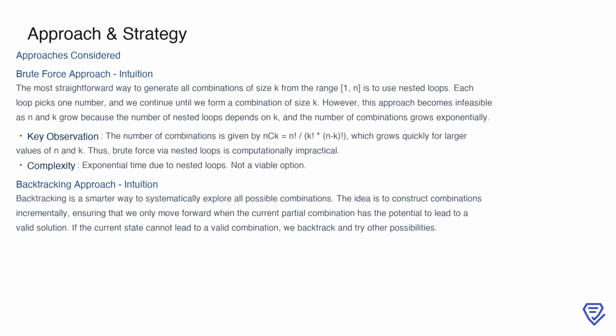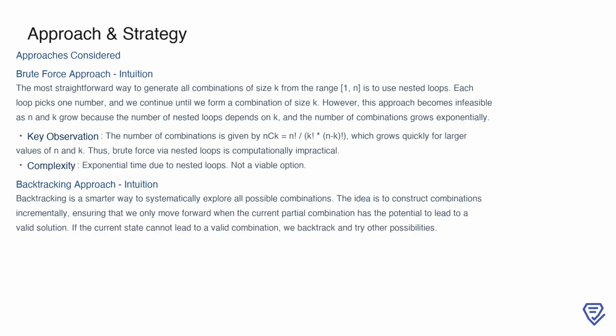To begin, let's consider different approaches to solving the problem of generating all combinations of size k from the range 1 to n. The most straightforward method is the brute force approach. Here, you would use nested loops, where each loop picks one number, continuing until you form a combination of size k. While this approach is intuitive, it quickly becomes impractical as n and k increase. The reason lies in the sheer number of combinations, which is given by n choose k, or n factorial divided by the product of k factorial and (n-k) factorial. This value grows exponentially, making brute force computationally expensive and inefficient for larger inputs.